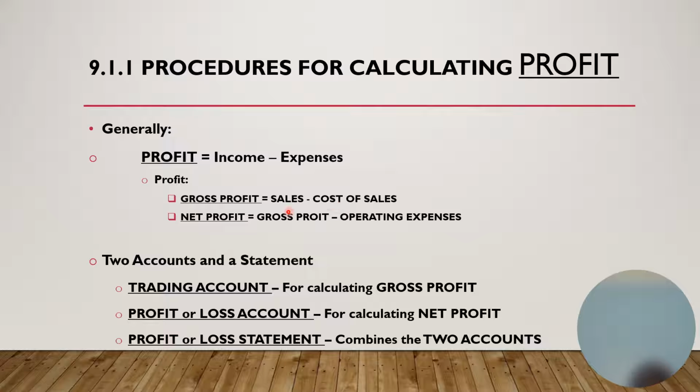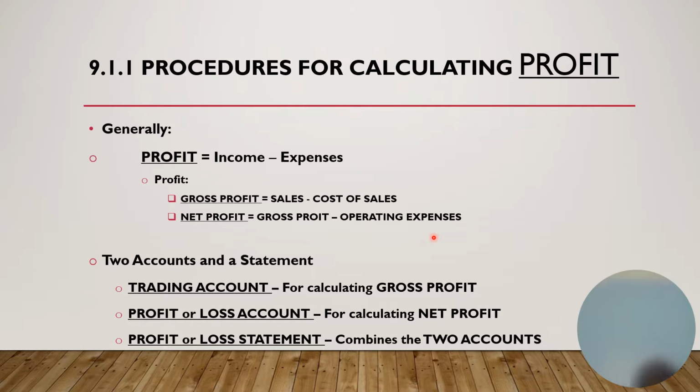Now, what is the net profit? The net profit, you calculate it by taking your gross profit. Sorry, there's an error there. We have an F missing. Take our gross profit that we calculated there. We minus our operating expenses. That's how we calculate net profit.